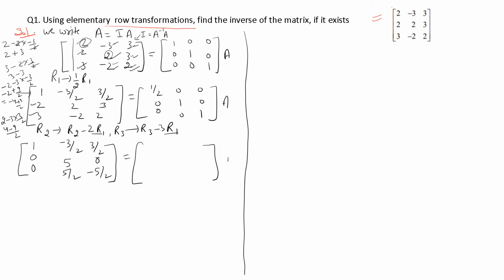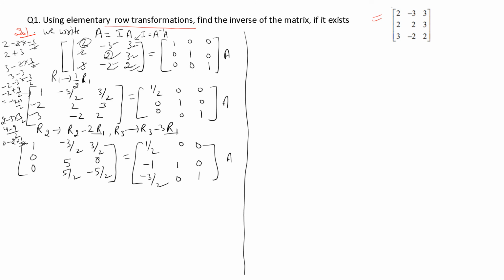Same operation I am applying here, R2. So R1 will be same, R2 minus 2 R1. So R2 minus 2 into half. So this is minus 1. So this is 1 and this is 0. R3 minus 3 R1. So R3 0 minus 3 times this is minus 3 by 2.